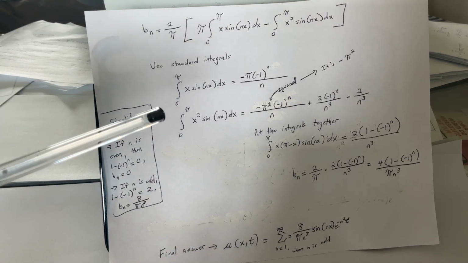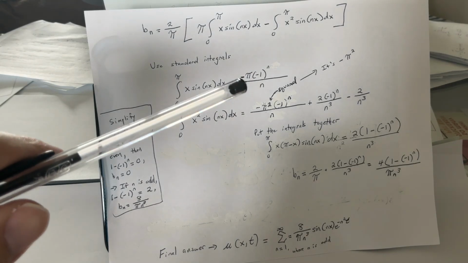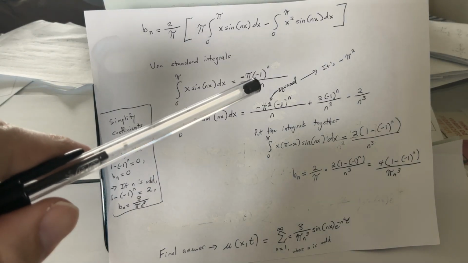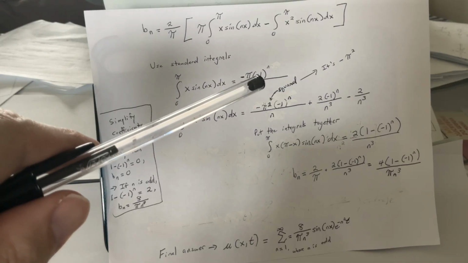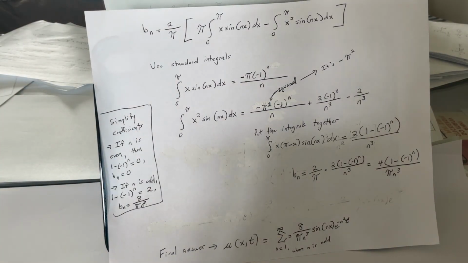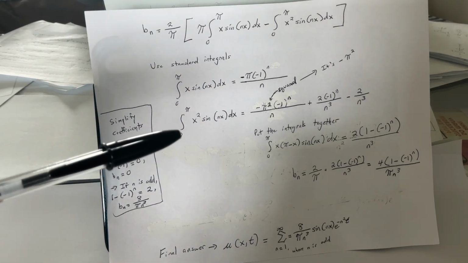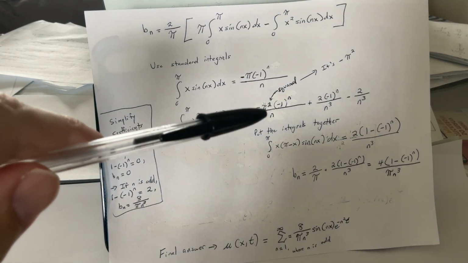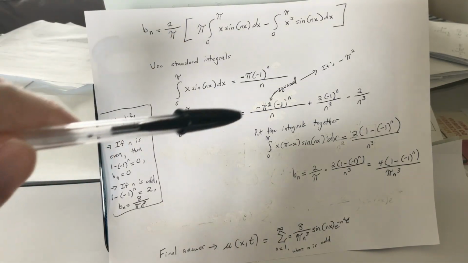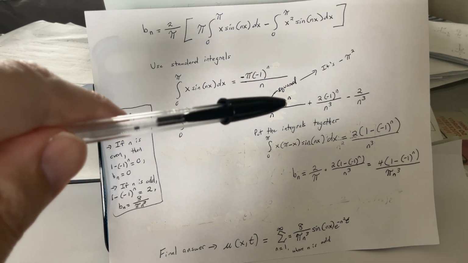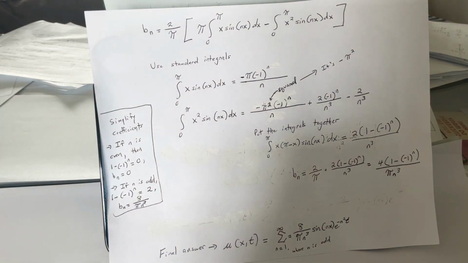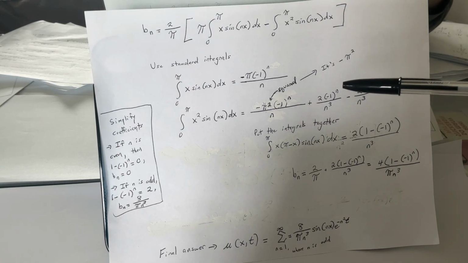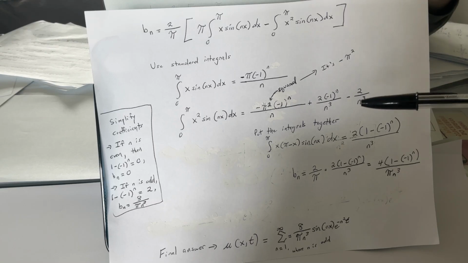First component, 0 to pi x sine of nx dx. That's going to come out to negative pi times the quantity negative 1 to the n over n. Second component here, 0 to pi x squared sine nx dx. This is a negative pi squared. I wrote this up here, negative pi squared. So that's a negative pi squared times negative 1 to the n over n plus 2 times negative 1 to the n over n cubed minus 2 over n cubed.